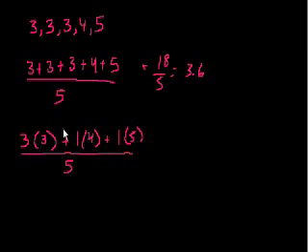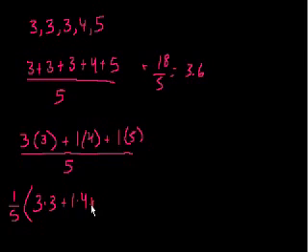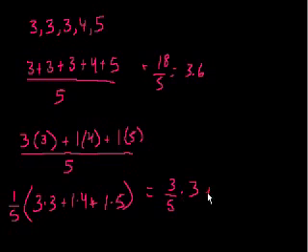And then what we could do is, this is the same thing, and I'm just doing a little bit of basic number manipulation here. This is the same thing as 1/5 times 3 times 3 plus 1 times 4 plus 1 times 5. And then if we distribute this 1/5, this is equal to 3/5 times 3 plus 1/5 times 4 plus 1/5 times 5.